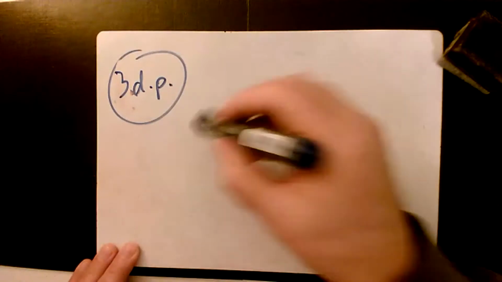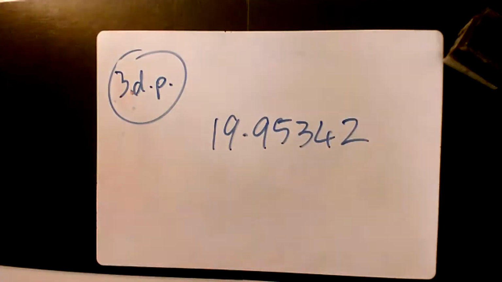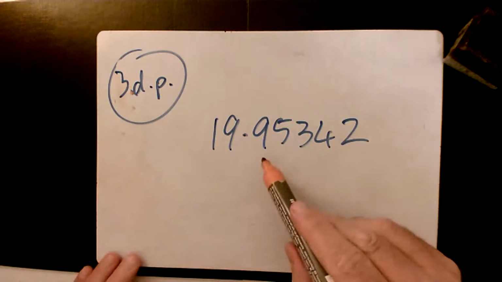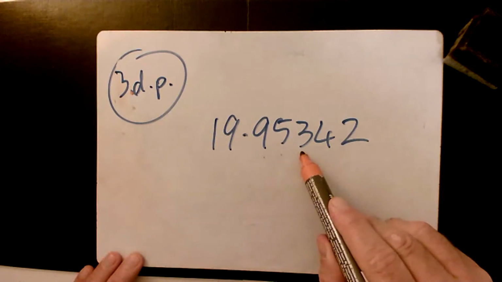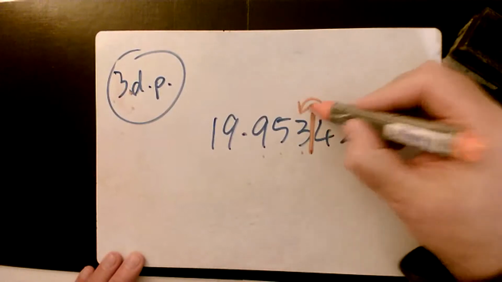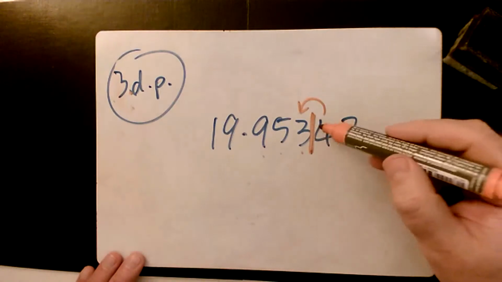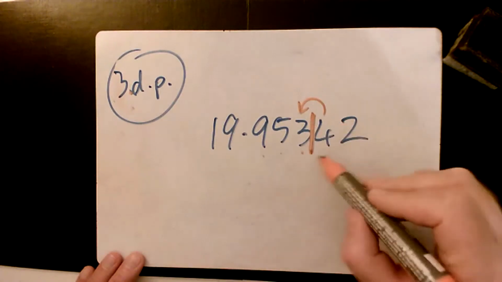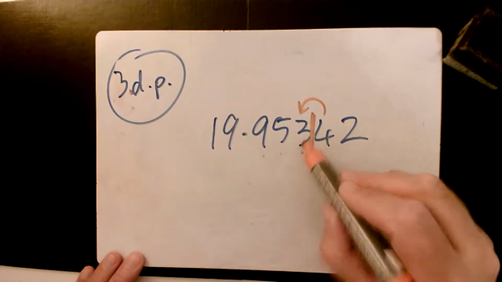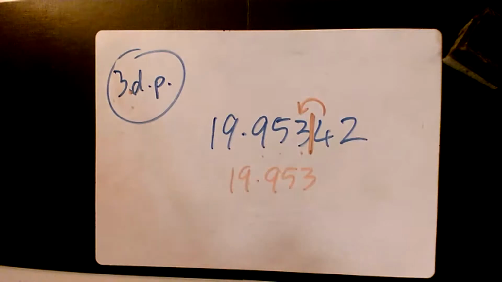And surprise, surprise, when I go to 3 numbers after the decimal point, okay, so I've got 19.95342. If I was asked for 3 numbers, I just go 1, 2, 3 numbers after the decimal point, and that's where I do my line, okay? Will this 4 affect the 3? Well, 4 and below, it stays the same. 5 and above, we round up, don't we? So because this is a 4, the 3 just stays there, and I'm giving 3 numbers after the decimal point.